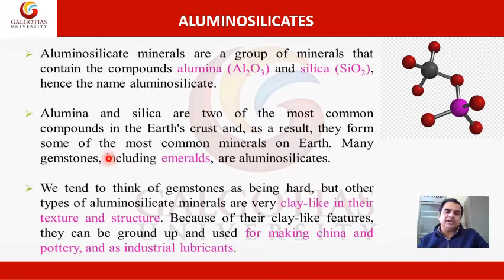And many gemstones, like the different types of stones we use for jewelry purposes, which also include emeralds, are included in the category of aluminosilicates. We tend to think of gemstones as very hard, but other types of aluminosilicate minerals are very clay-like in their texture and structure. That is, they are soft and can be cut with a knife. So they have clay-type structures, as children use clay for making different shapes.